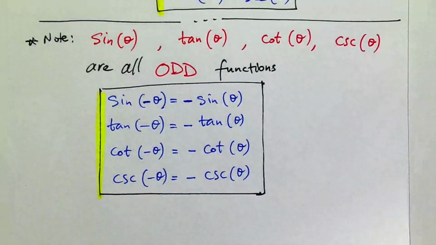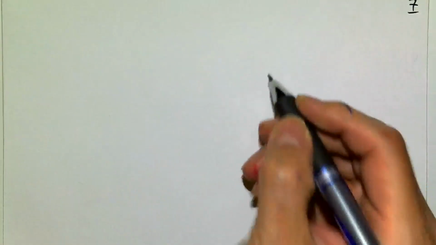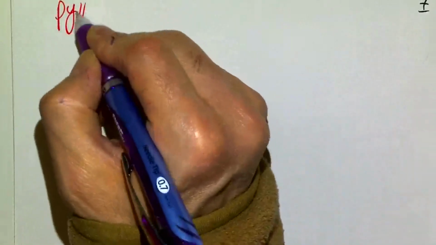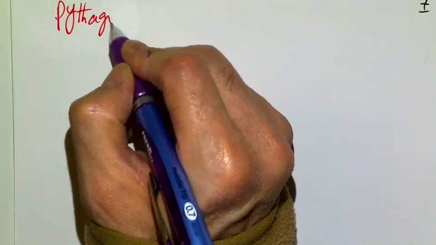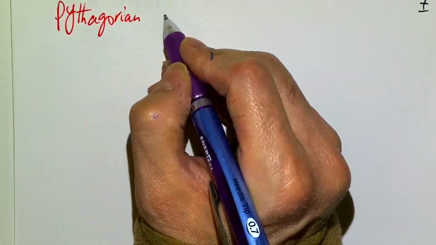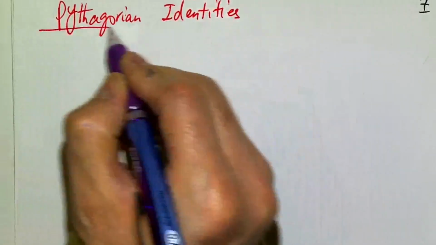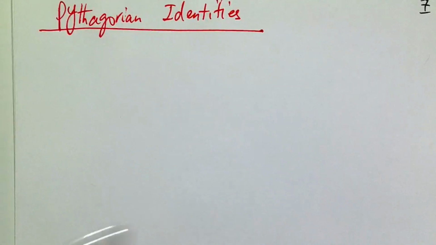The other things that your book talks about in this section, and these are very important, become very, very useful when we start solving trigonometric equations, are some formulas. Your book mentions them in this section, so I'm going to mention them in this section. And they're called the Pythagorean identities. Okay, that's what they're called.